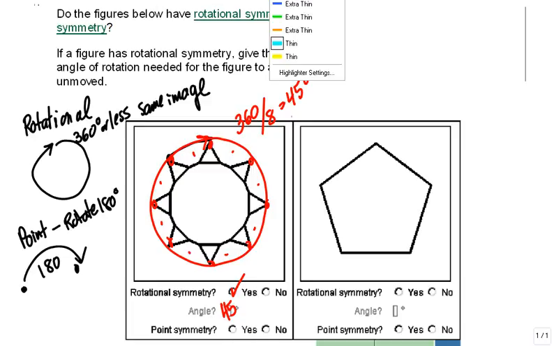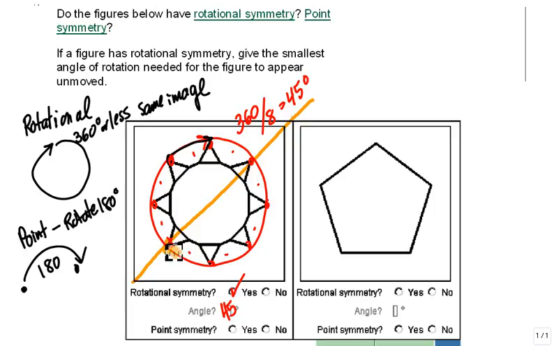Question is, does it have point symmetry? Well, if you take a straight line straight across, you can see that this point can be rotated exactly to that point, and it is the same point. So the answer for point symmetry will be yes.